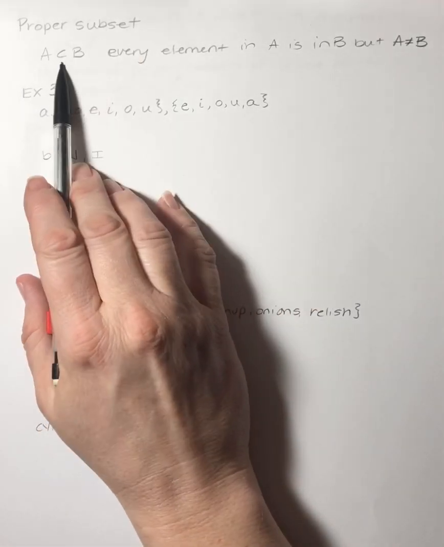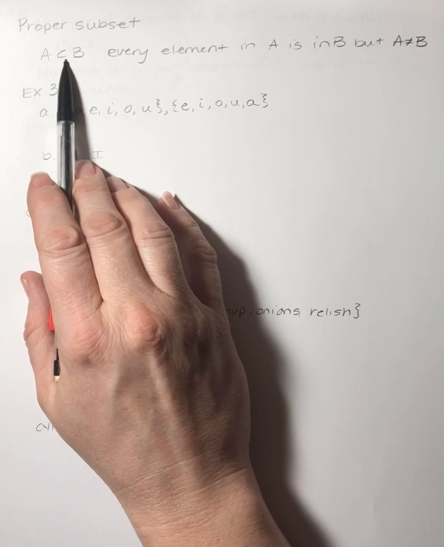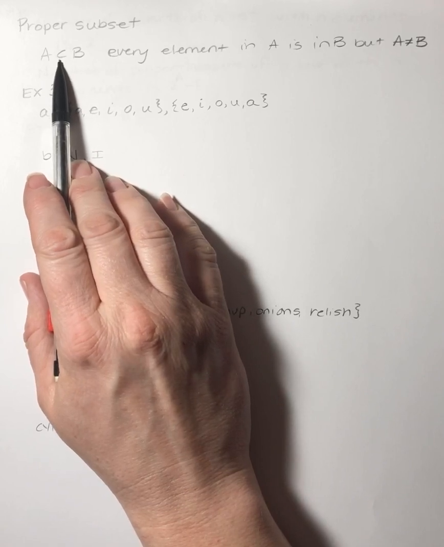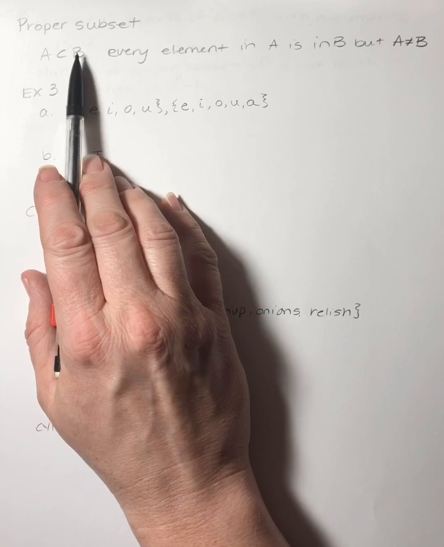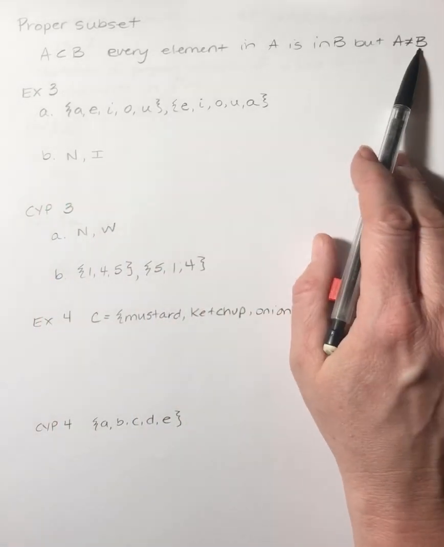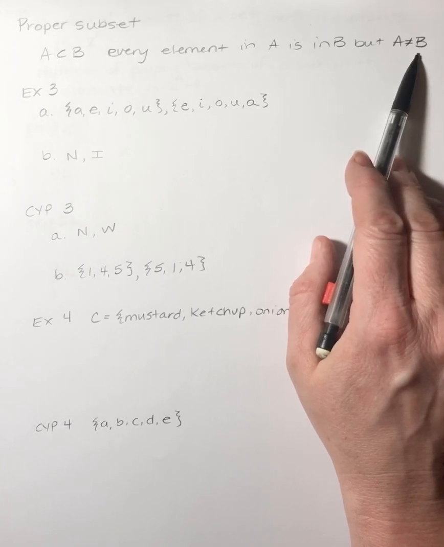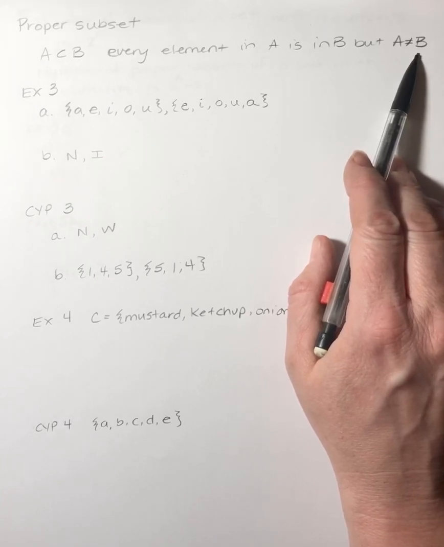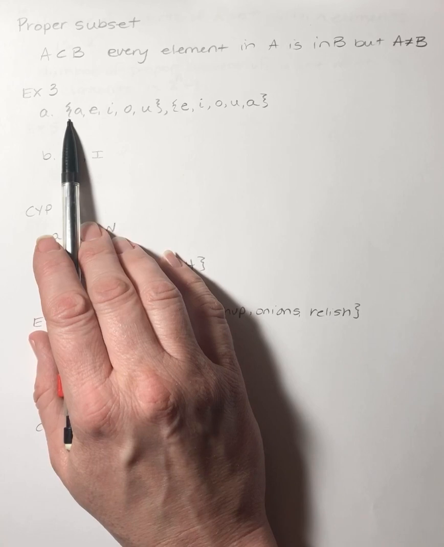Proper subset. They took that line underneath away, so it's just like an inequality. This can no longer equal this. So every element in A is in B, but A cannot equal B, okay? So example 3.